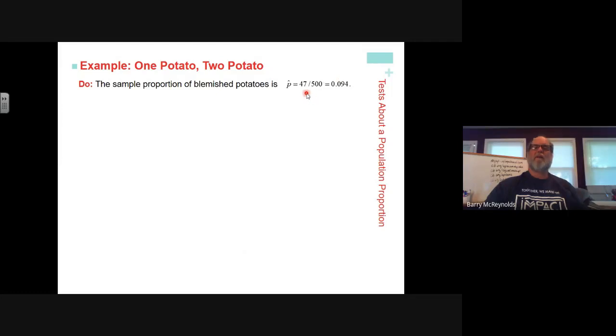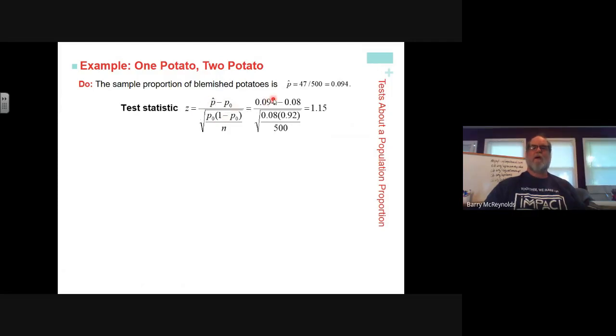Now we'll calculate our p hat value, 47 divided by 500, 0.094. We're now ready to calculate our test statistic. Here's p hat, and here is p naught, for the test statistic, with 1 minus p naught, n equals 500. So we get a z-score of 1.15.